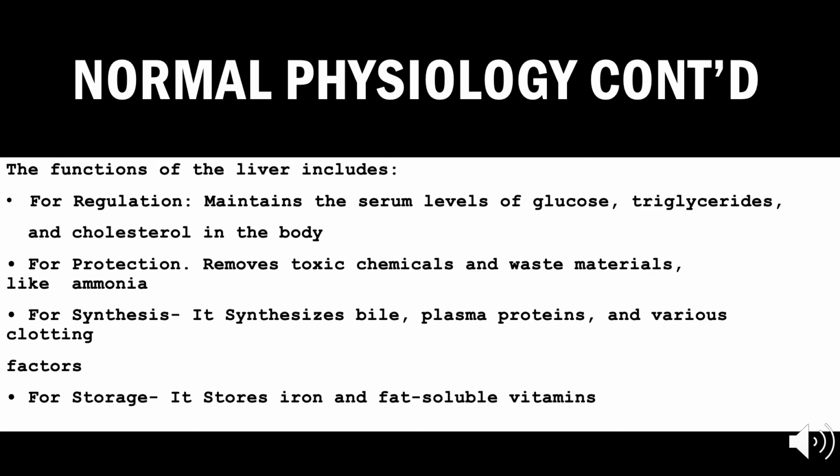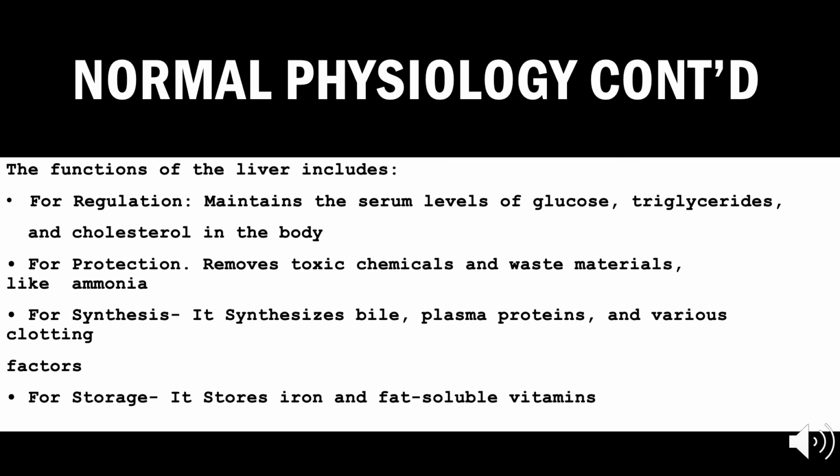The normal physiology continuation. Now I'm going to be talking about the functions of the liver. The liver has so many functions. They could be used for regulation, for protection, for synthesis, and also for storage. Now let's talk about regulation. The liver maintains the serum level of glucose, triglycerides, and cholesterol in the body. For protection, it breaks down and detoxifies chemicals and harmful substances and helps in metabolism of medication.